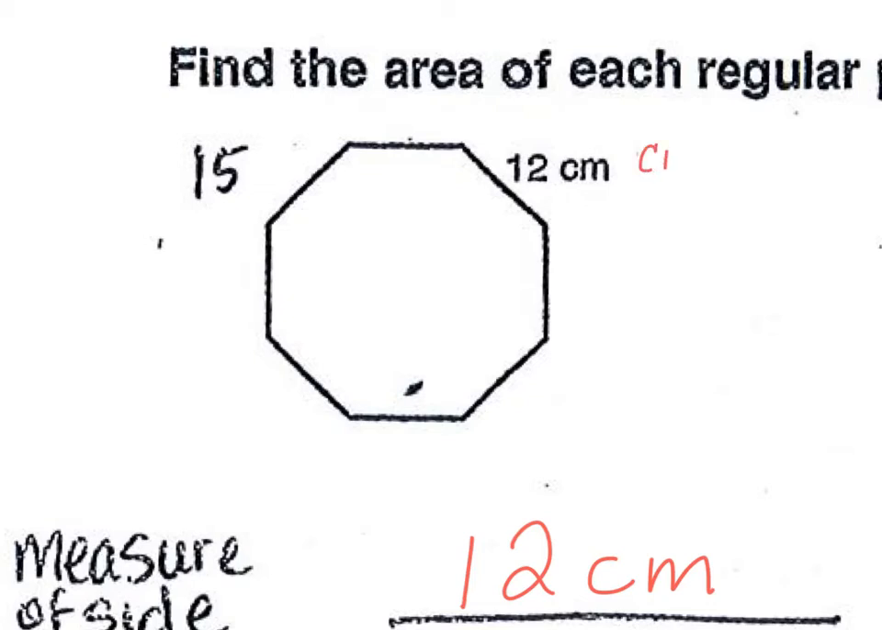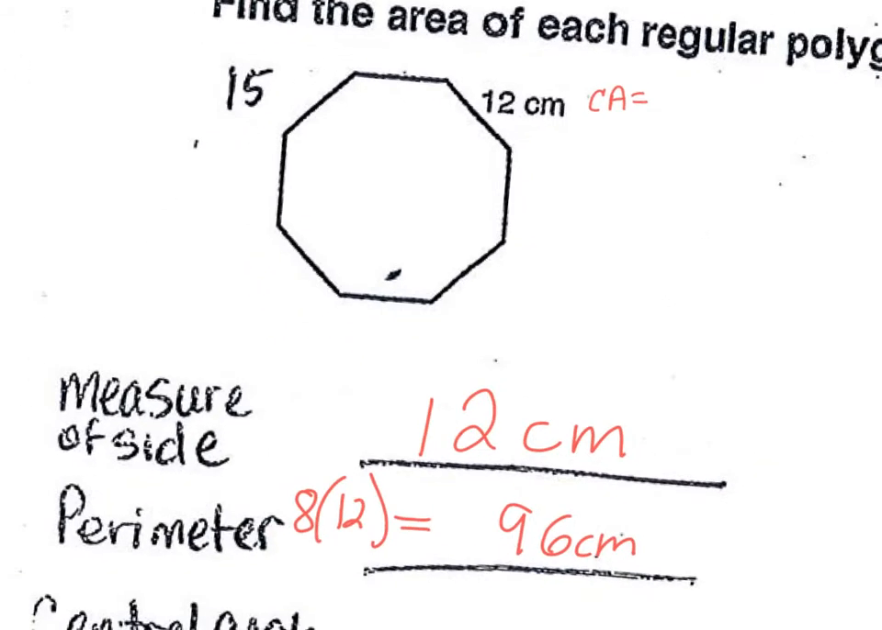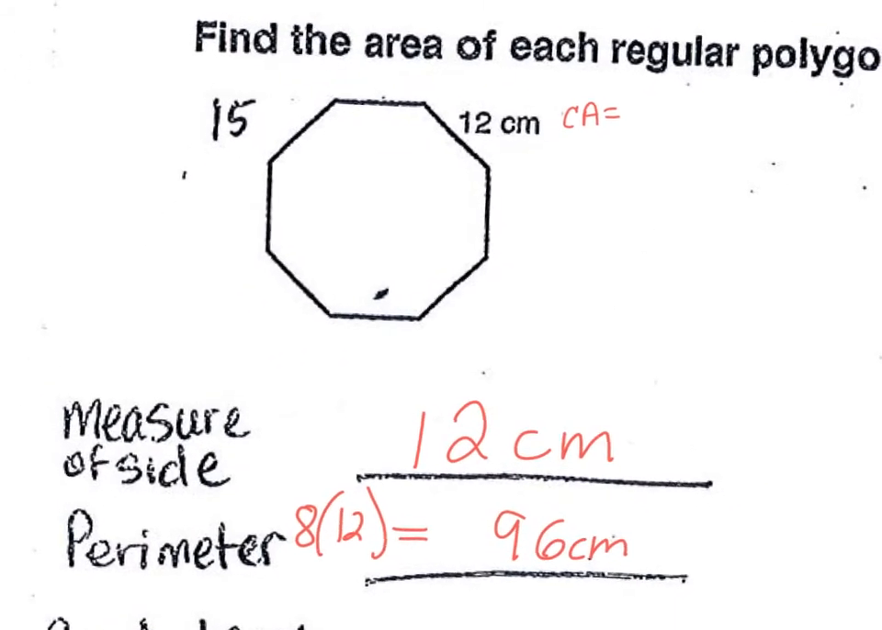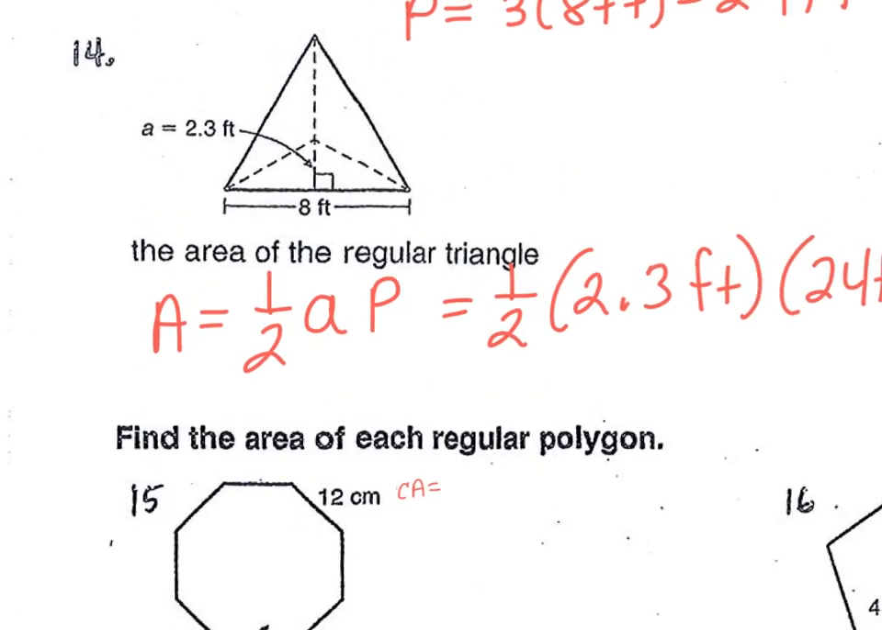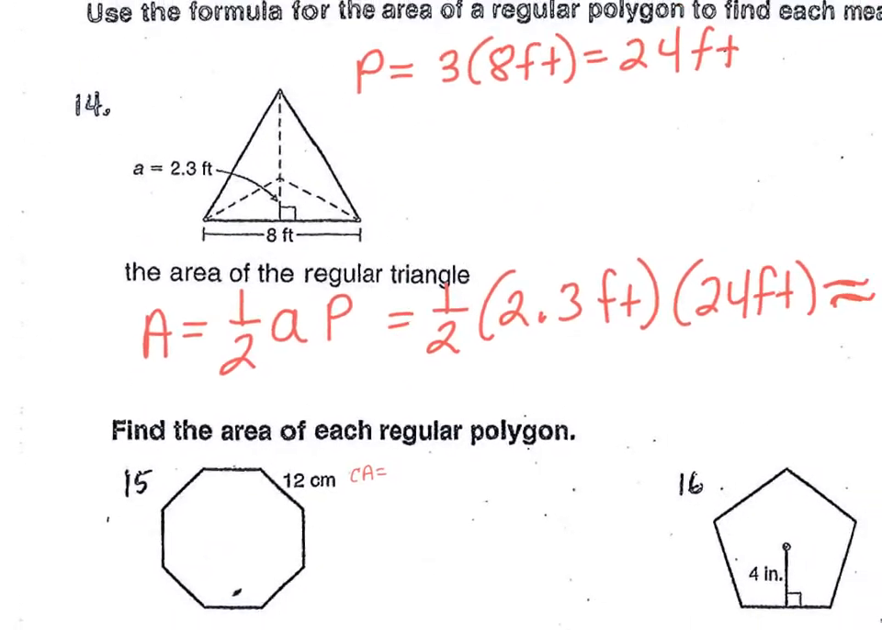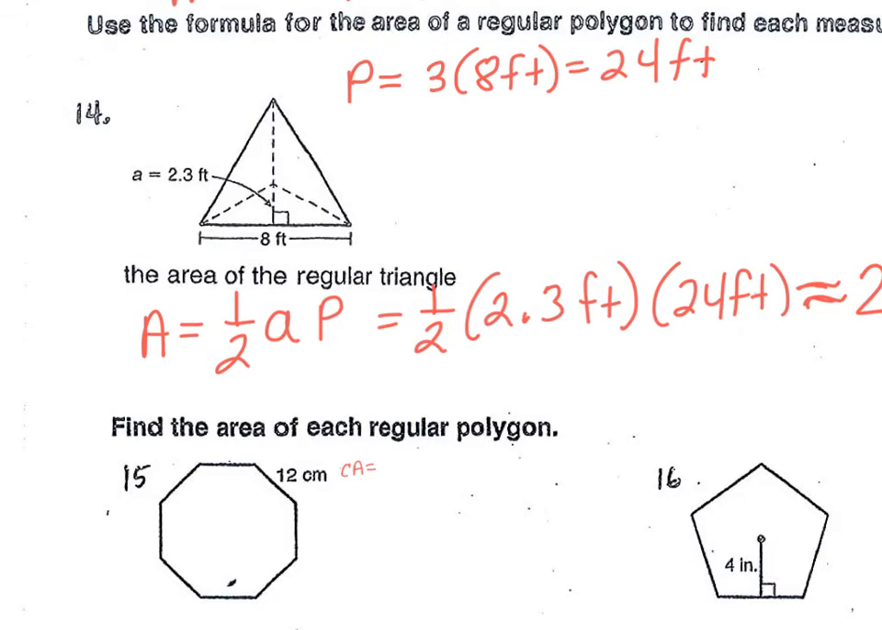I got something way different for 14. Yes. 14 is just... my area was different. It is just 1/2 times 2.3 times 24, and that was it. The perimeter, which is 3 times 8, that's 24. Is everybody okay now? Yes, perfect.